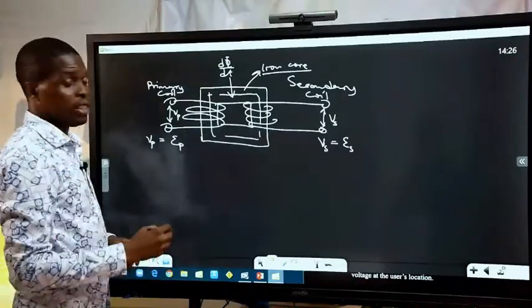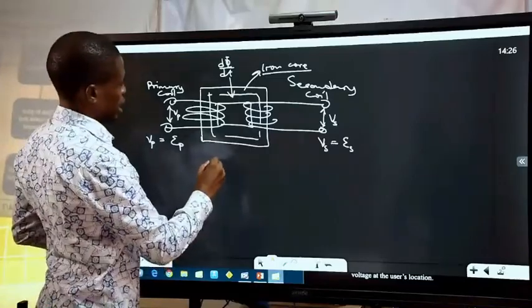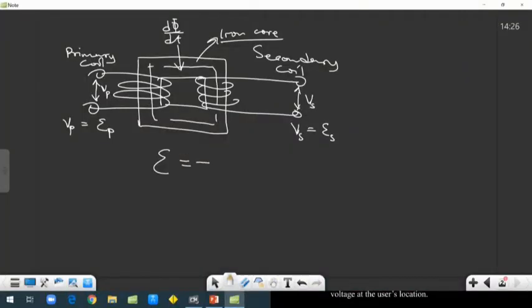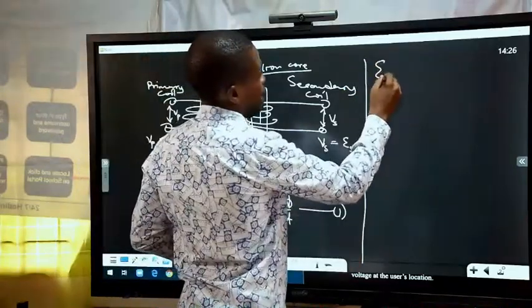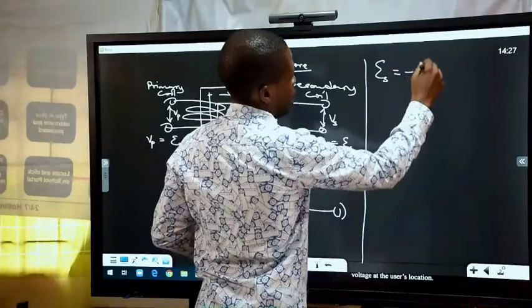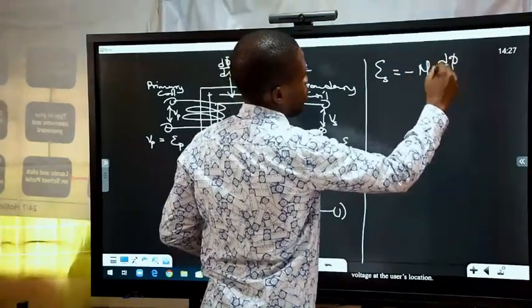From Faraday's law of electromagnetic induction, we stated that the induced EMF is equal to minus N dΦ over dt. And we can state that the primary EMF, that is the EMF at the primary side, is equal to minus NP dΦ over dt, because the rate of change of the flux is constant. And at the secondary, the EMF is equal to minus NS dΦ over dt.